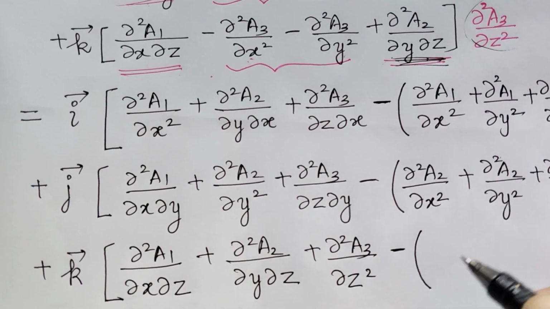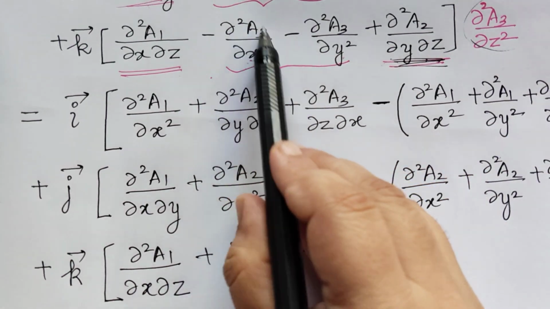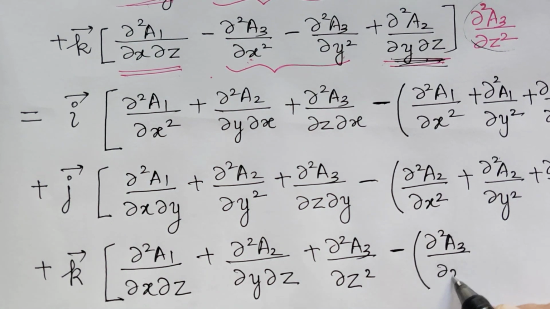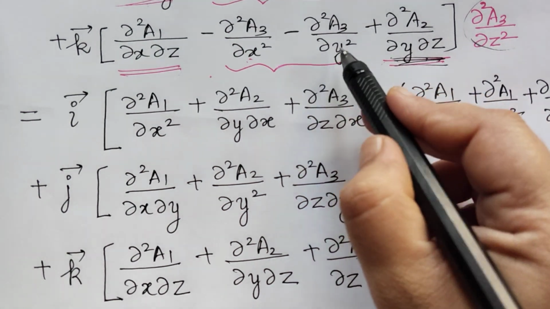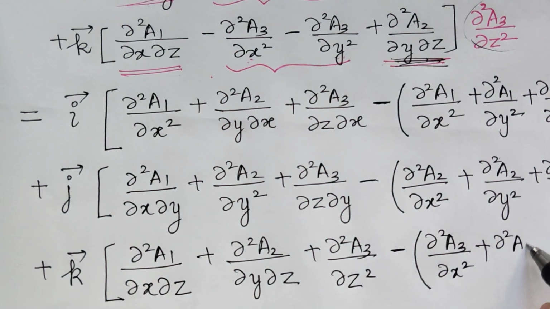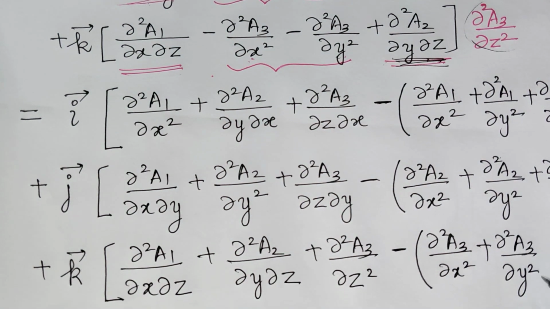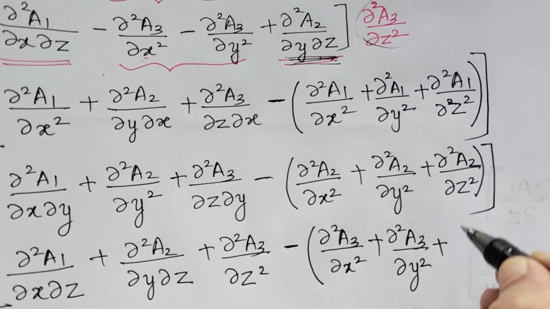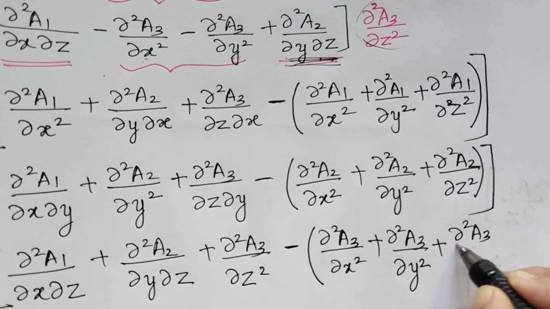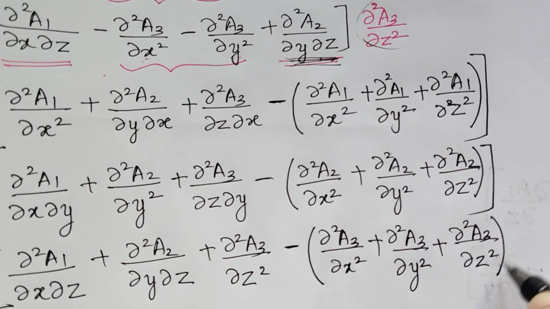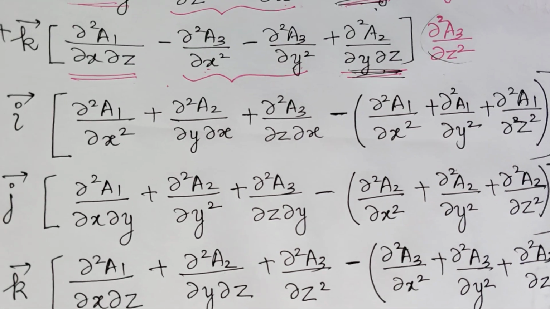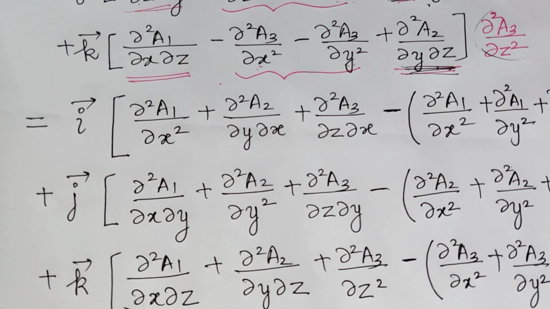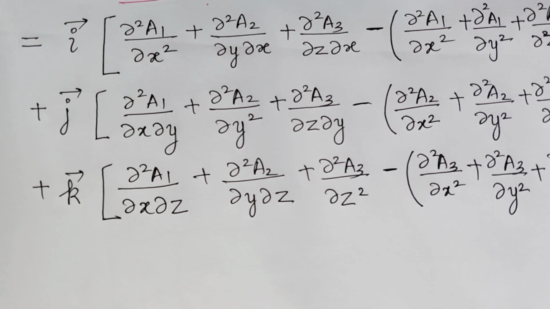And minus of. Now here we have this term I am writing. So dou square a3 by dou x square plus this term dou square a3 by dou y square, and the term that we subtracted, since we have taken the minus out, we can write plus dou square a3 by dou z square. It may seem to be complicated, but actually it's not. If you go through it very patiently, definitely you will understand it. So kindly look into it very patiently.